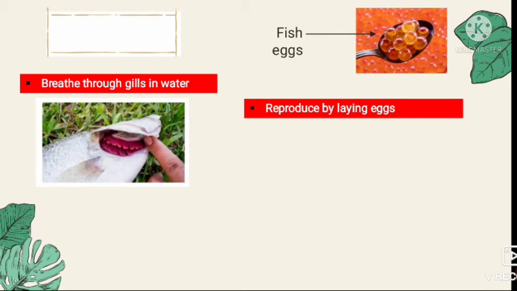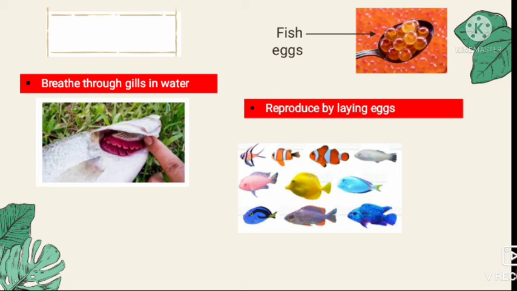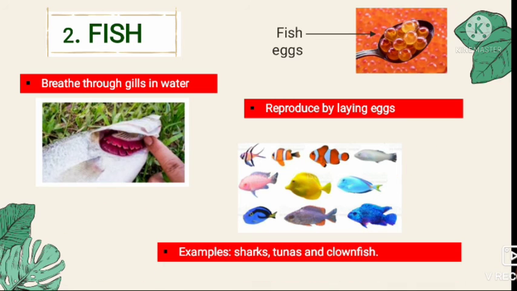And they reproduce by laying eggs. Fish can produce so many eggs. The female produces the eggs, the male gives the sperm, and in the end the eggs hatch in large numbers. Examples of fish are shark, tuna, and clownfish.